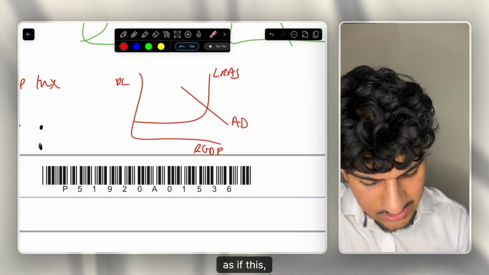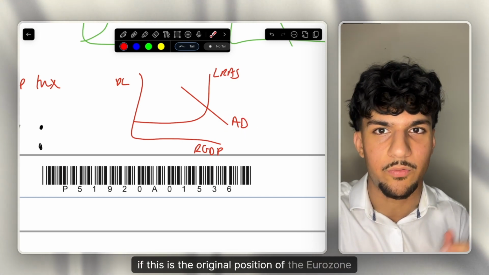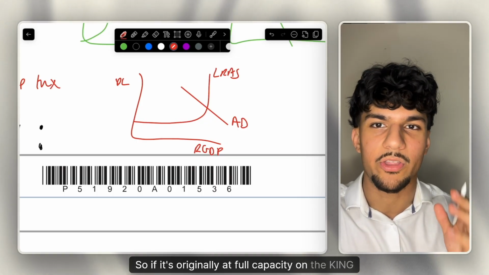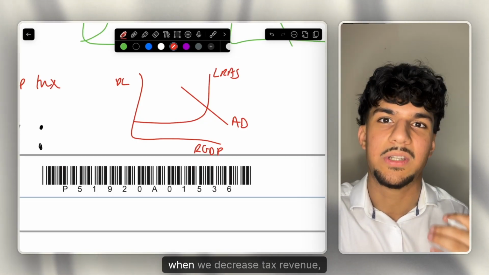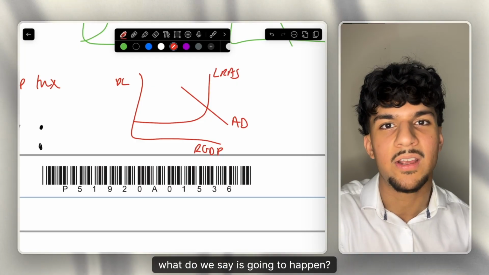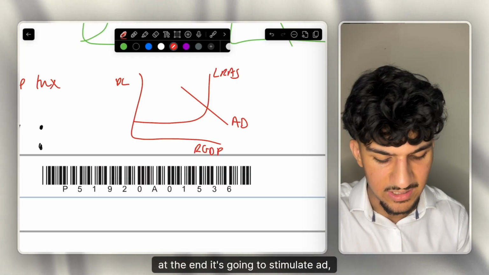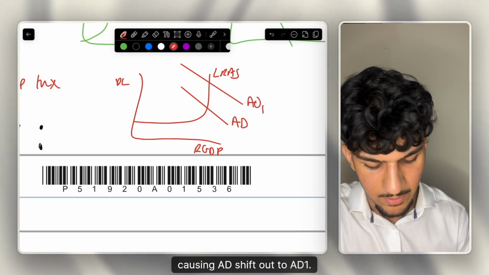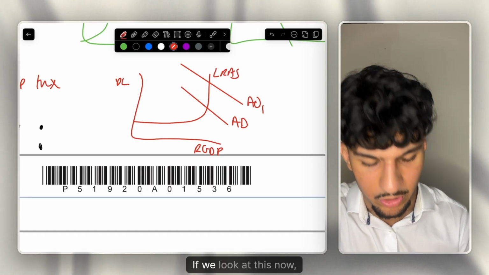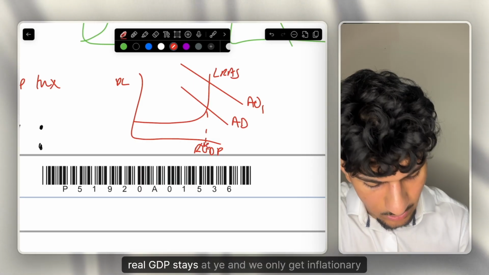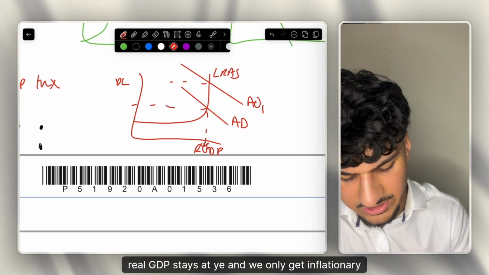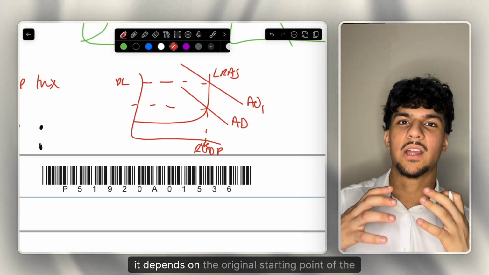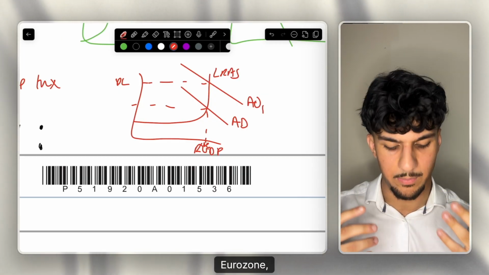So if this is the original position of the Eurozone economy, and it's originally at full capacity on the Keynesian LRAS curve, when we decrease tax, what do we say is going to happen? It's going to stimulate AD, cause an increase in aggregate demand, causing AD to shift out to AD1. What effects does this have? If we look at this now, real GDP stays at YE, and we only get inflationary pressures. So the evaluation point basically says it depends on the original starting point of the Eurozone economy.